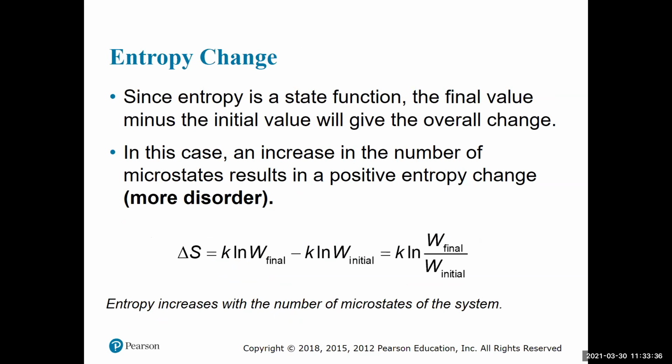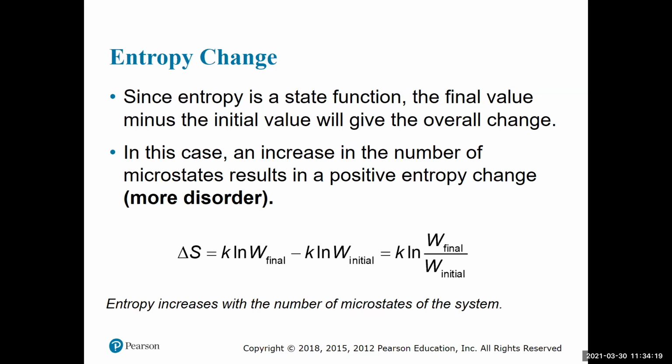Okay, so we said previously that entropy is a state function. So that means that final value minus the initial value gives the overall change. Remember, state function, just interested in beginning and end. And in this case, if you increase the number of microstates, then you're going to get a positive entropy change, right? So if the final is bigger than the initial, which is what you're talking about in entropy, because that's more disorder, more of those microstates, then you're going to have a positive entropy change.